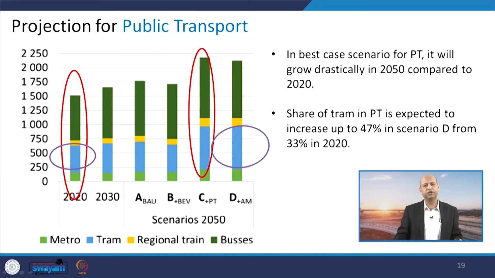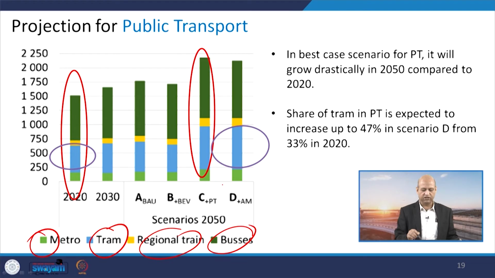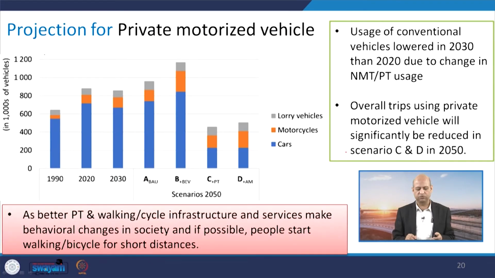When we talk about the public transportation system, then metro, tram, regional trains and buses, if we see, in 2050 you can see the buses are more, okay. And the role of the buses is more. So, public transportation increases, and the role of trams is also increasing in comparison to 2020. So, public transportation has to be like 47% in scenario D, against 33% in 2020. So, those kinds of different values are there.